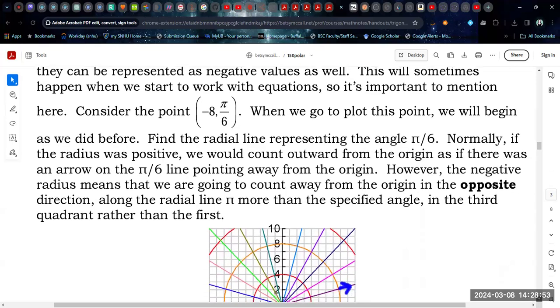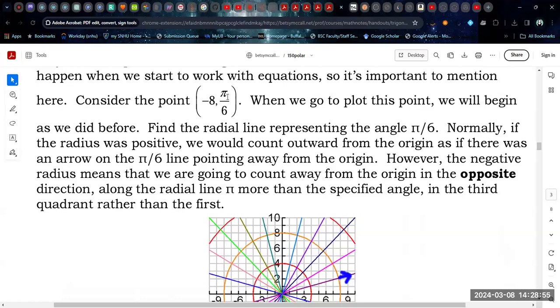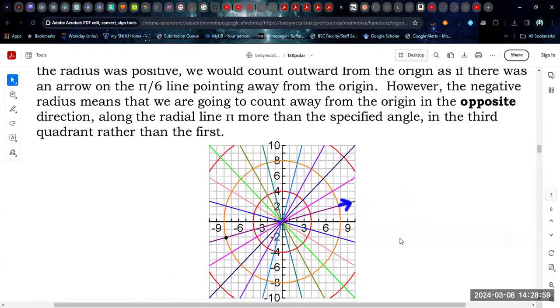Now let's do one more. Again, we're starting with a negative radius and the angle pi over 6. So initially, the angle pi over 6 goes out in this direction. But since our radius is negative, instead of going outward from the origin in this direction, we will go backward in the opposite direction until we intersect with that circle of radius 8.